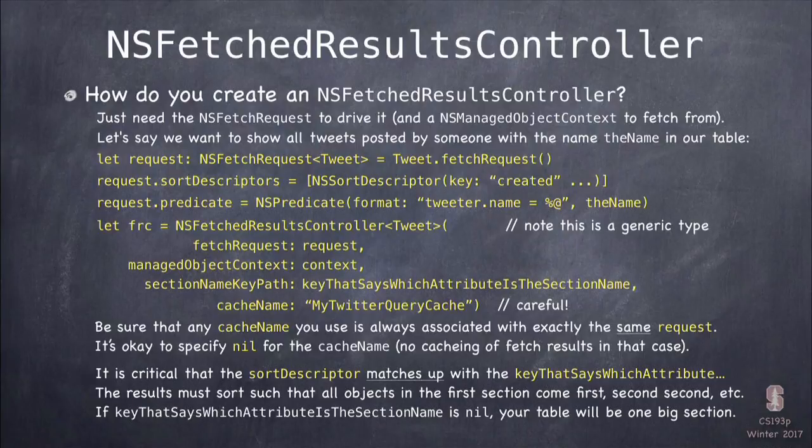And about that section key thing, something to be careful about there too is that whatever order your sort descriptors say your rows would sort in, that has to be exactly the same order that your sections would sort in. In other words, the fetched results controller doesn't know how to move things around if they sort out of order of their sections. That's why a lot of times when we're doing sections, the first sort descriptor will be sort by the section key name var, and then the second one will be sort by what we really want to sort by. Because we have to make sure that our entire table is sorted in section order. You see why? Because otherwise it's just weird. Things would all be in the wrong places. So the key that says which attribute is the section name has to sort in the same order as your sort descriptors.